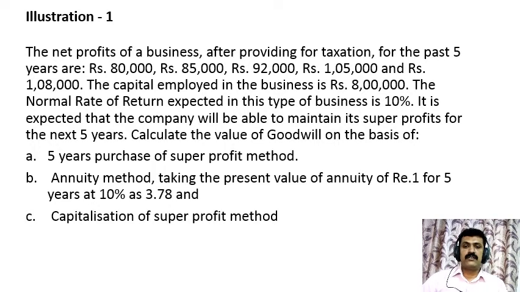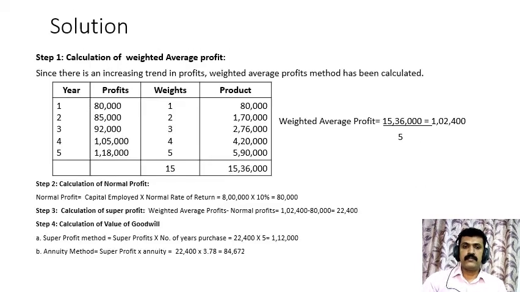So in order to calculate the value of goodwill under all the methods, first we need to ascertain the value of super profits. For that, first we need to calculate the weighted average profits. Since there is an increasing trend in profits, the weighted average profits method is to be followed for the calculation of average profits. Here, there are 5 years profits that are given in the problem. Therefore, first we have to take the profits for the last 5 years, then the appropriate weights will be 1, 2, 3, 4 and 5. And the product is the profits multiplied by weights.